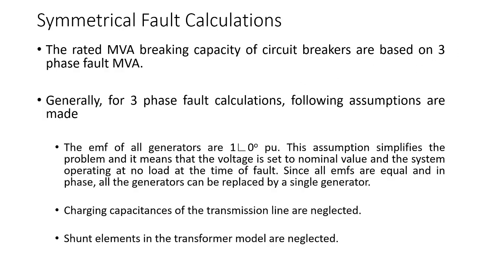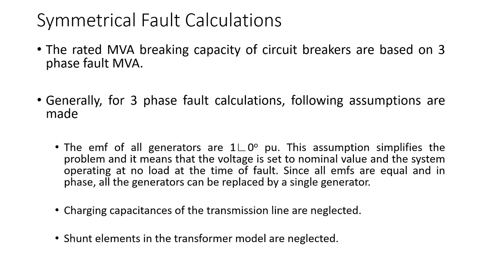Generally for three-phase fault calculations, the following assumptions are made. This we'll see while we'll be doing the problems. The EMF of all the generators are taken as 1 angle 0 per unit. This assumption simplifies the problem, and it means that the voltage is set to nominal value and the system is operating at no load at the time of fault. Since all EMFs are equal and in phase, all generators can be replaced by a single generator.